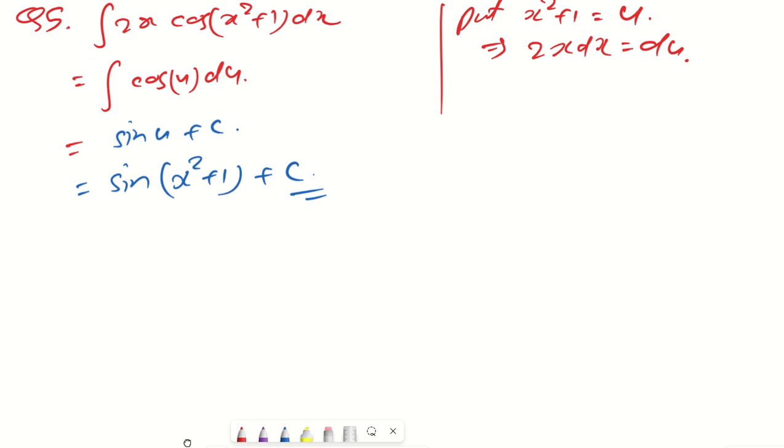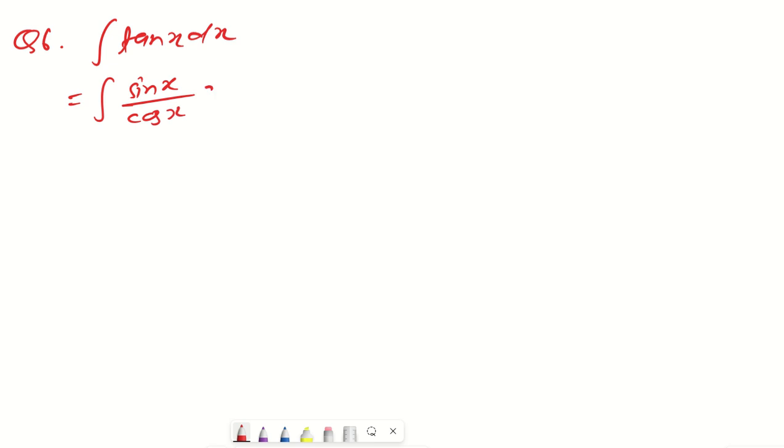Let's take another question. Question number 6. Integration of, let us say, tan x dx. Now there is already a formula that I have told you, log of sec x. However, we will try to understand how to get that using integration by substitution method. So can we write it quickly that integration of tan x can be written as sine x by cos x, right? dx.